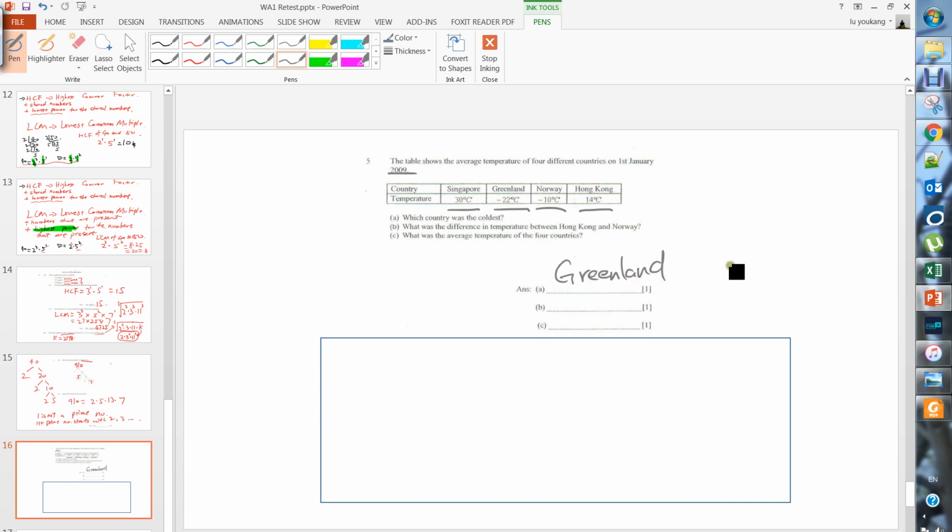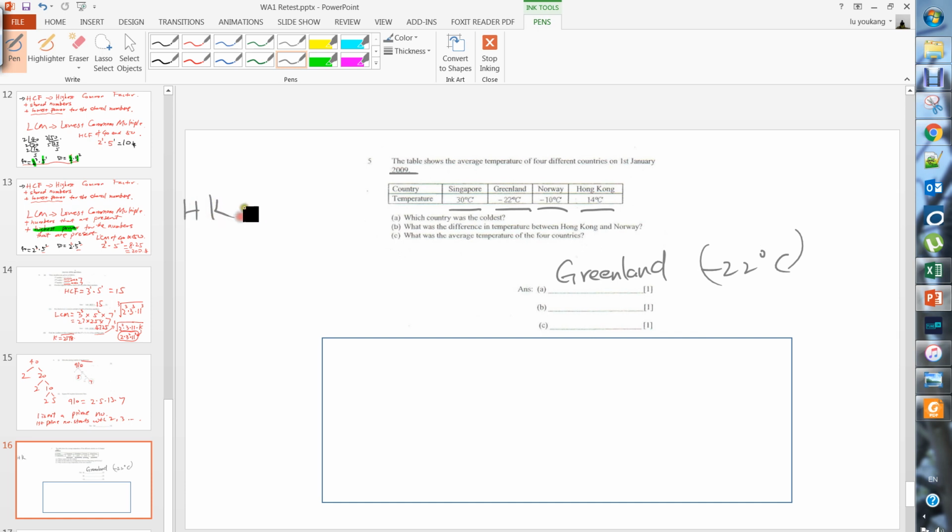You can see, right? Minus 22 degrees Celsius. Right. Next, what was the difference in temperature between Hong Kong and Norway? So for HK is 14, and then for Norway, so for Norway is what? Negative this. Okay. So in fact, a lot of students make these mistakes.